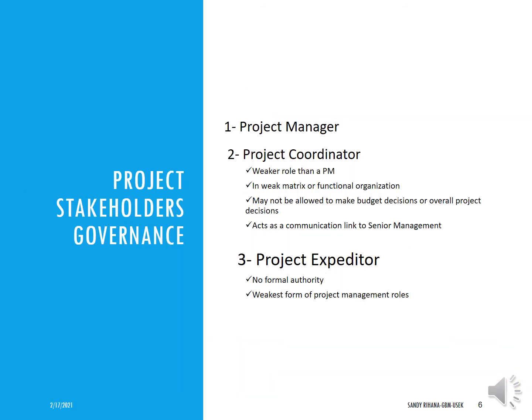So let's list a little bit of the project stakeholders, such as the project manager and the project coordinator. In general, the project coordinator has a weaker role than the PM. In general, we can find it in a weak matrix organization or a functional one. It's not allowed to make budget decisions or overall project decisions. It acts more as a communication link to senior management. Third, we have the project expediters, who have no formal authority. It's the weakest form of project management.